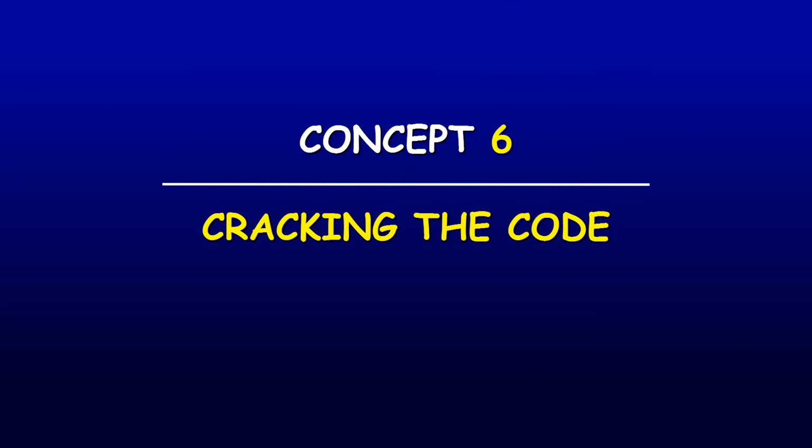Okay, so you understand the process of transcription, RNA processing, and translation. But now we've got to crack the code. And what I mean by that is, let's take the DNA sequence and see if we can use that to determine the amino acid sequence in a protein. All right, so let's take a closer look at cracking the code. We're going to see how we can go from a DNA sequence to a sequence of amino acids in a protein.